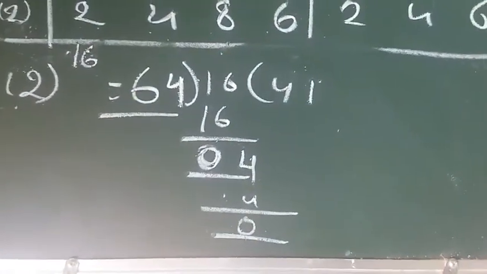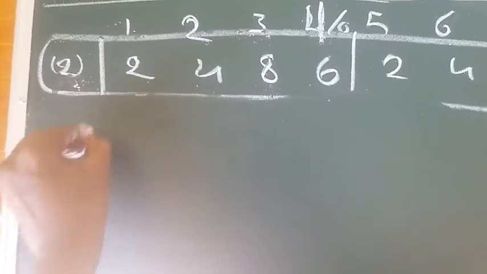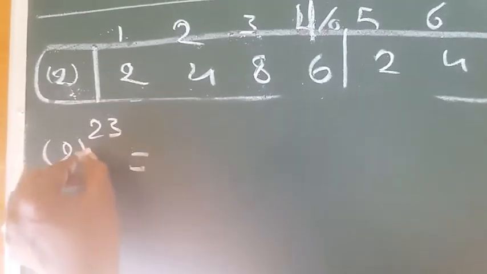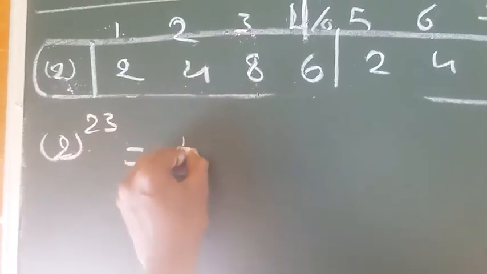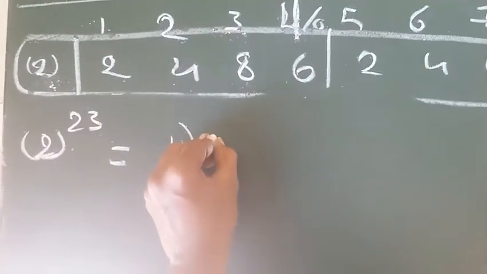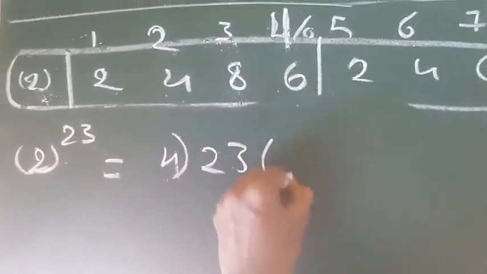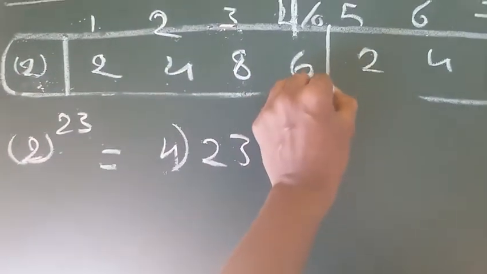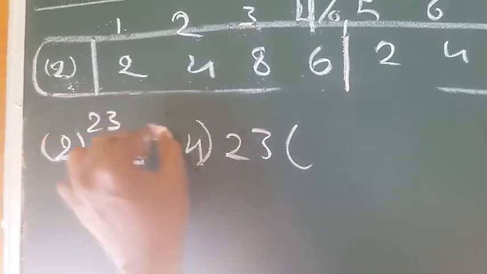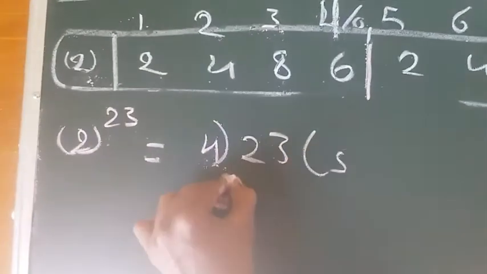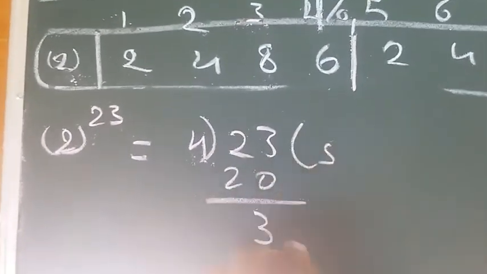I hope you understood. Let us take one more example, that is 2 power 23. Here the power is 23. Divide the power 23 with 4. Why should we divide 23 by 4? Because the units places are repeating for every 4 numbers. So we are considering the 4. So divide 23 by 4. 4 5s are 20. Remainder is 3.